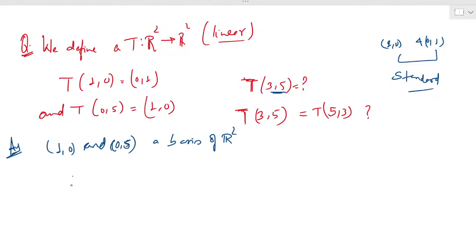If I want to write (3, 5), I can write it simply as 3 times (1, 0) plus 1 times (0, 5).